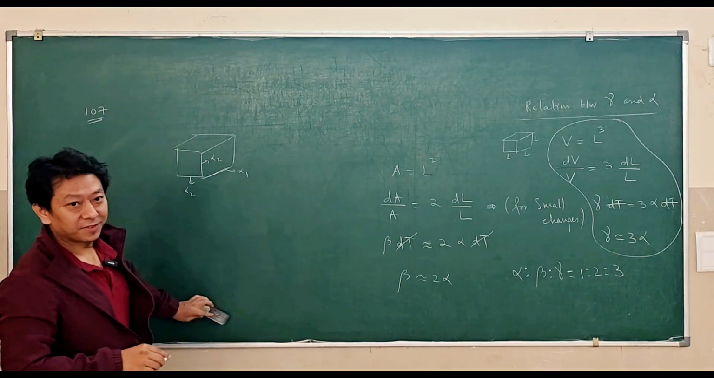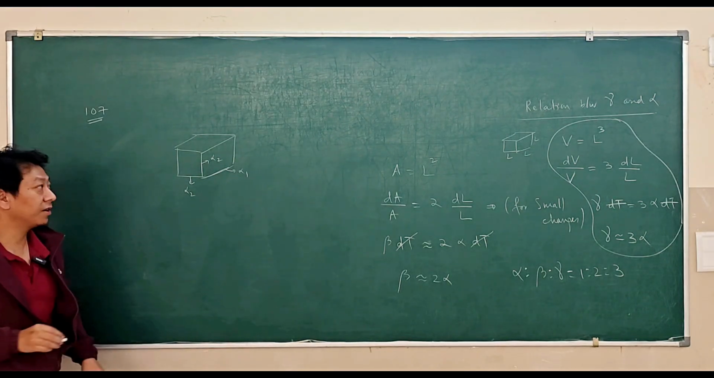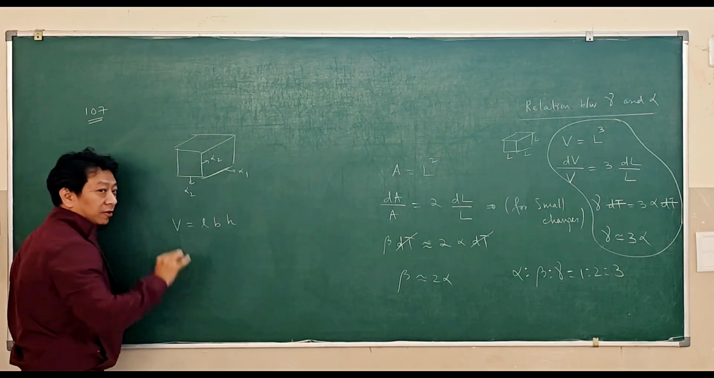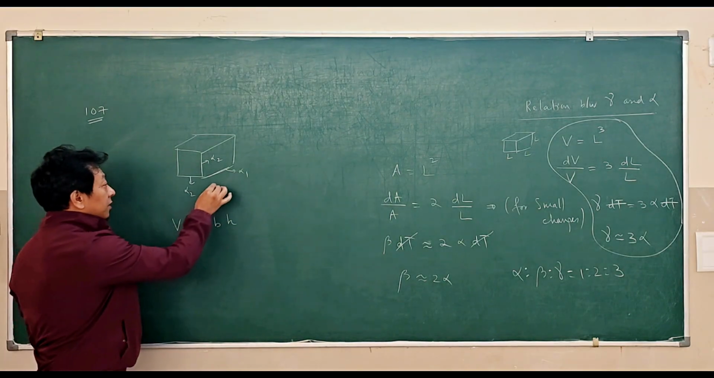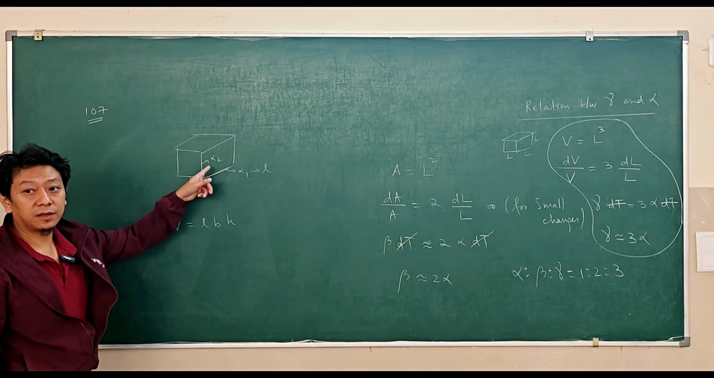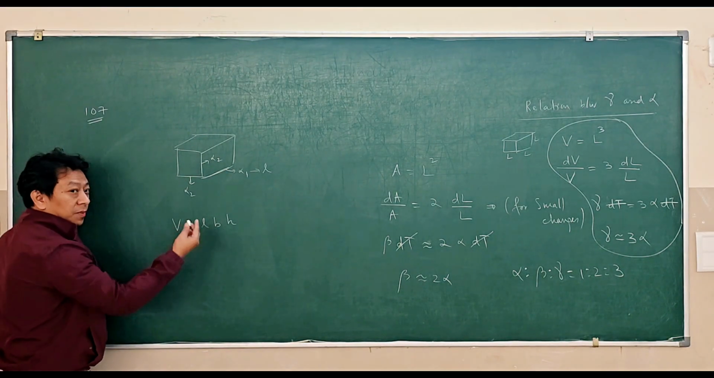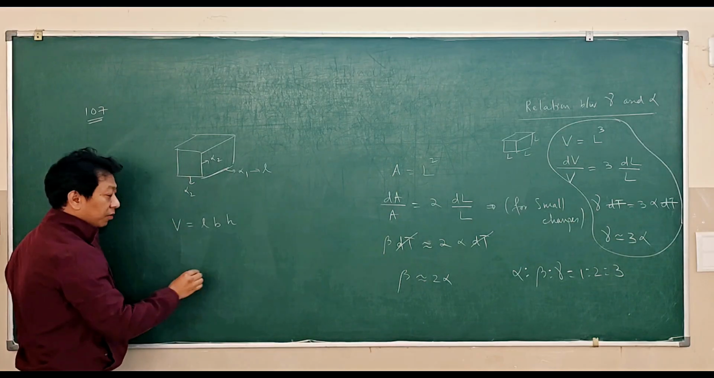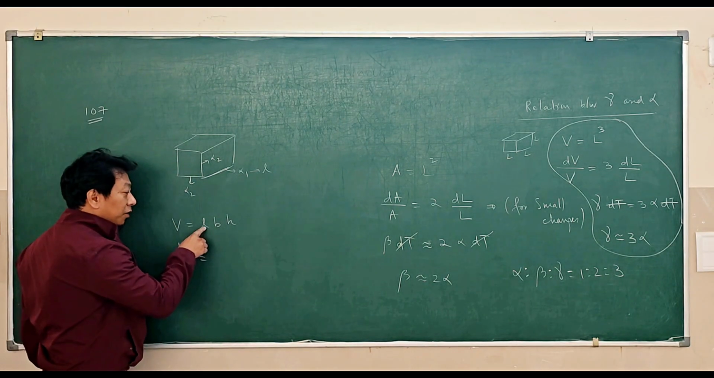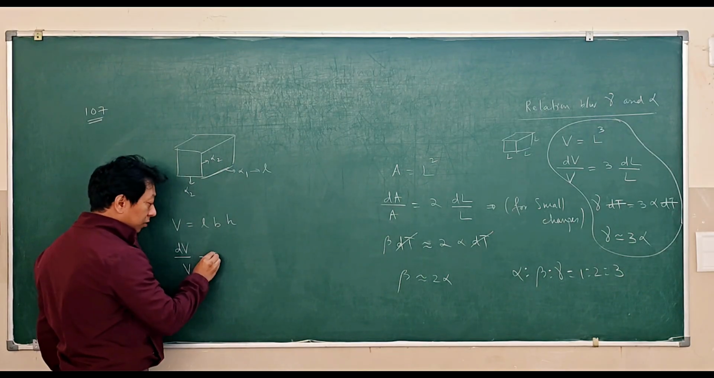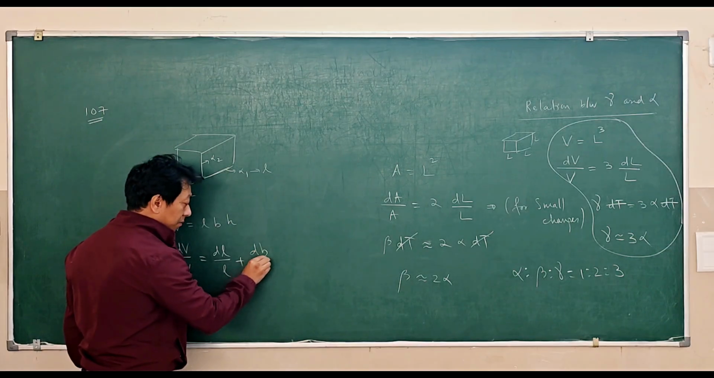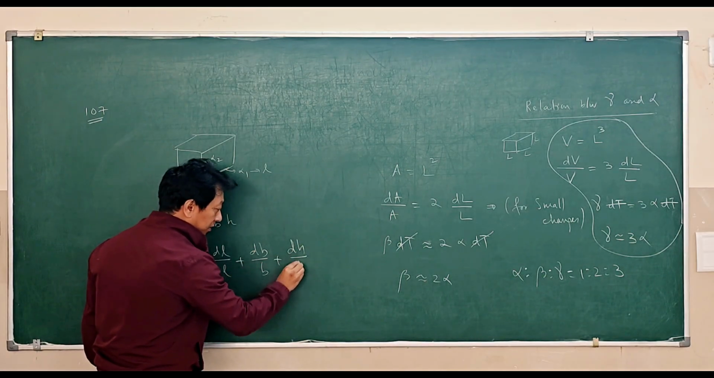But we will derive it. So how do we derive this? Quickly see here. Volume, how can I write? Length into breadth into height. Let's say this part is your length and the other two are breadth and height. Now use our shortcut formula. What will be dV by V? What is the power of L? Power 1 will come here into dl by L plus dB by B plus dH by H.